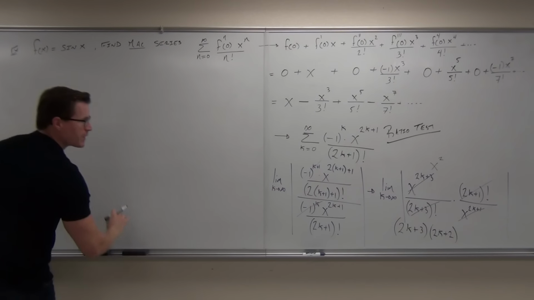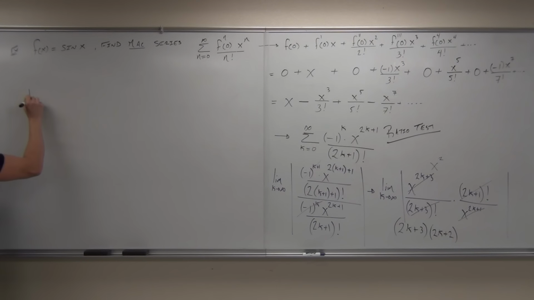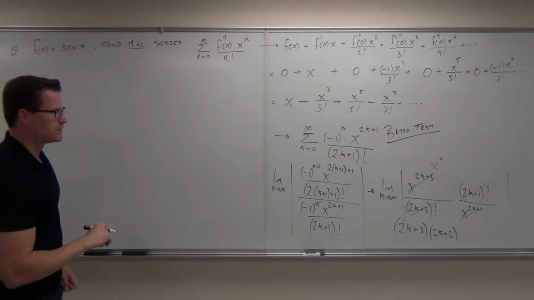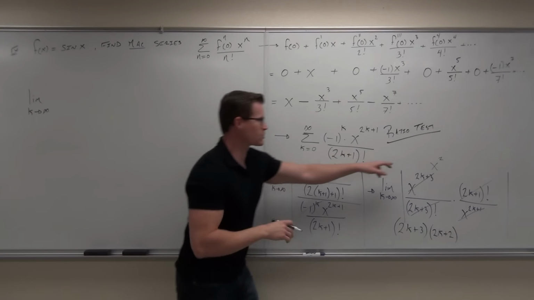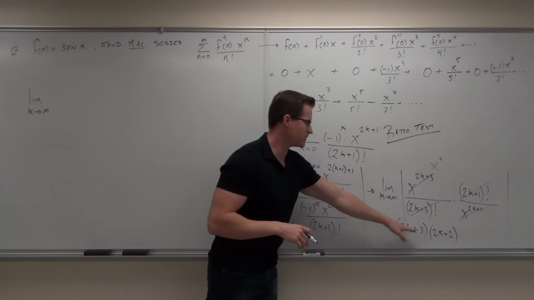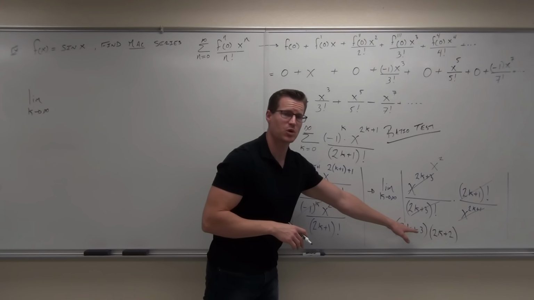So, our limit therefore becomes the limit as k approaches infinity. What do we got? 1 over 2k plus... Do we need an absolute value here? No, you actually don't. You have an x squared, don't you? Or x. Positive. These are all going to be positive. Just make sure you put them in the right place.